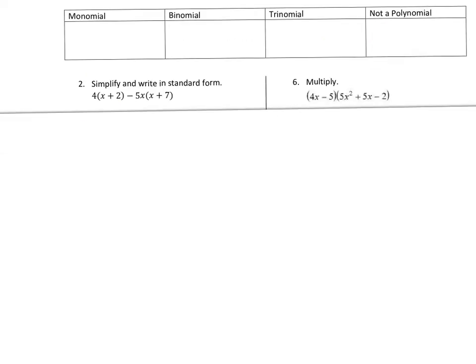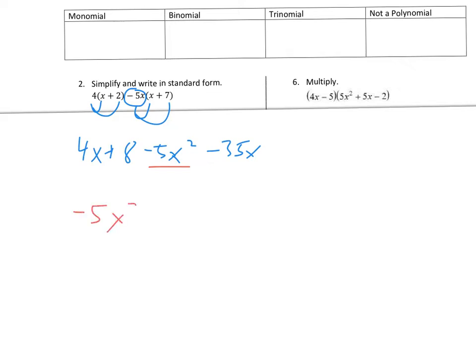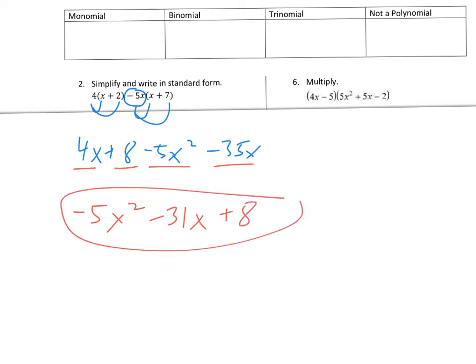All right, this one they want to simplify and write in standard form. So to simplify, we're going to distribute this. So it's going to be 4x plus 8. And on this one, we're going to distribute a negative 5x. So that's going to become negative 5x squared, and then minus 35x. And we'll go ahead and combine like terms here. So it looks like I only have one x squared, so I'm just going to keep that the same. We'll combine 4x and negative 35x makes negative 31x. And then we have the plus 8 just out back.